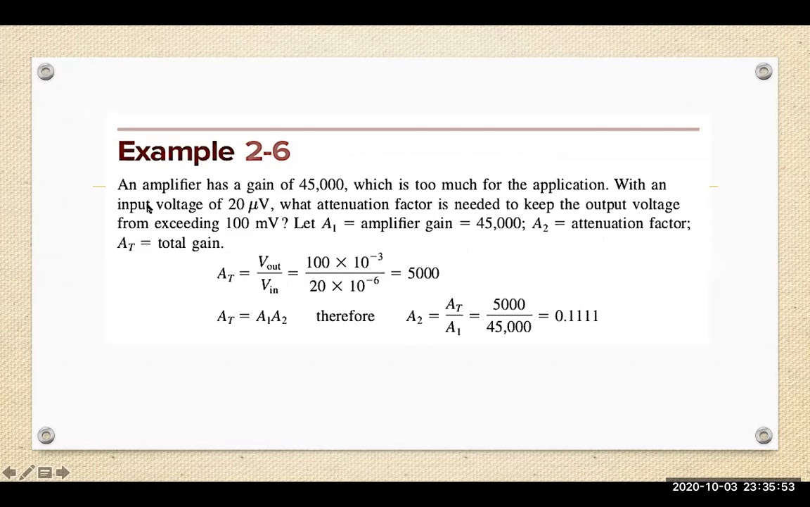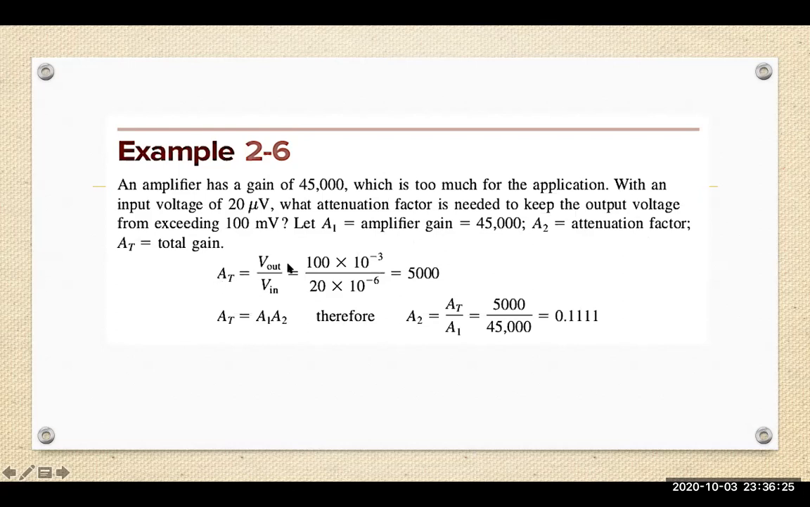Let's solve this. An amplifier has a gain of 45,000, which is too much for the amplification. With an input voltage of 20 microvolts, what attenuation factor is needed to keep the output voltage from exceeding 100 millivolts? So let A sub 1 equal the amplifier gain, which is 45,000, and A sub 2 is the attenuation factor, or the loss, and A sub t is the total gain.